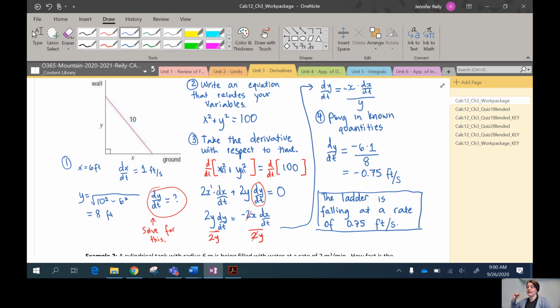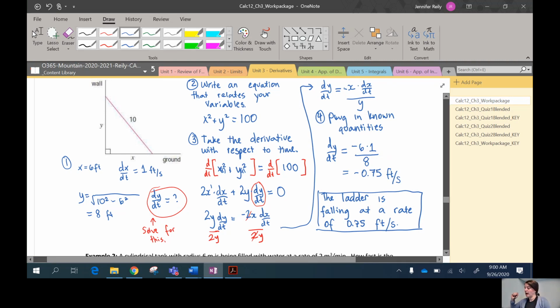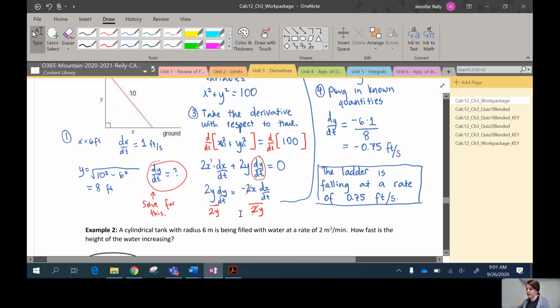So you always need to do that last step at the very end. Okay, and then write a sentence explaining your answer. Okay, we're going to try it on another question.